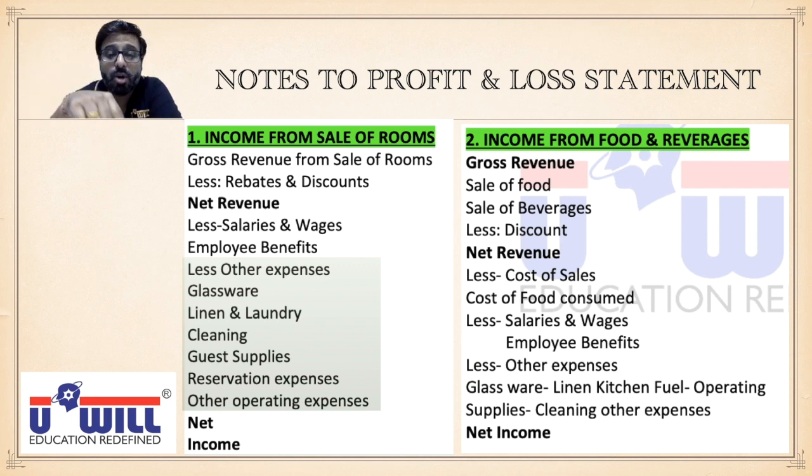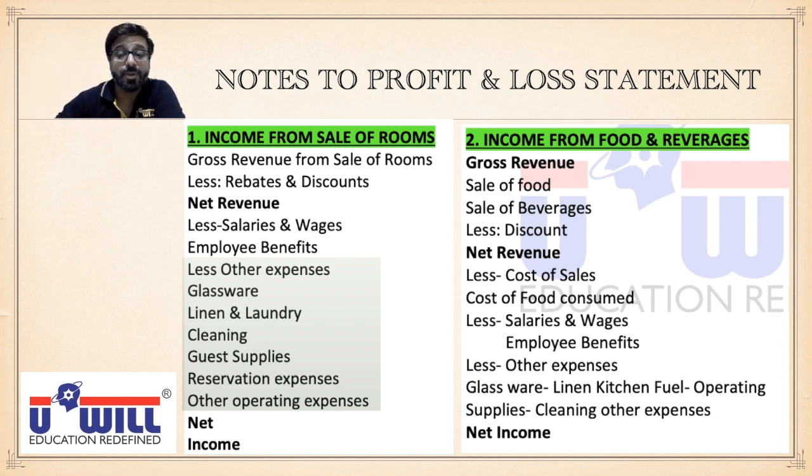So this note we don't have to make for all the items. Note we have to make only for the other expenses item. Same way in food and beverages also. Gross revenue, sale of food, sale of beverages, less discount, net revenue we will directly write in the column of sales. Less cost of sales, we make a column separately.